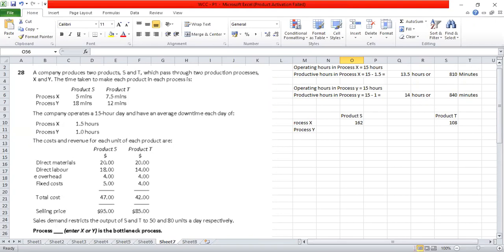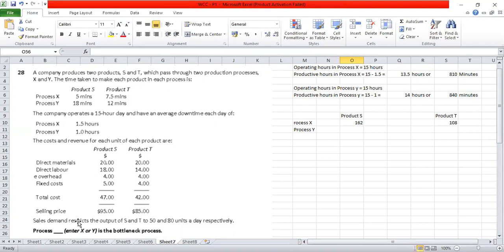So 810 minutes of time is available, because everything is given in terms of minutes, so we have converted the productive hours into minutes. So 810 minutes in process X and 840 minutes in process Y. If that is the case, how do we identify that?